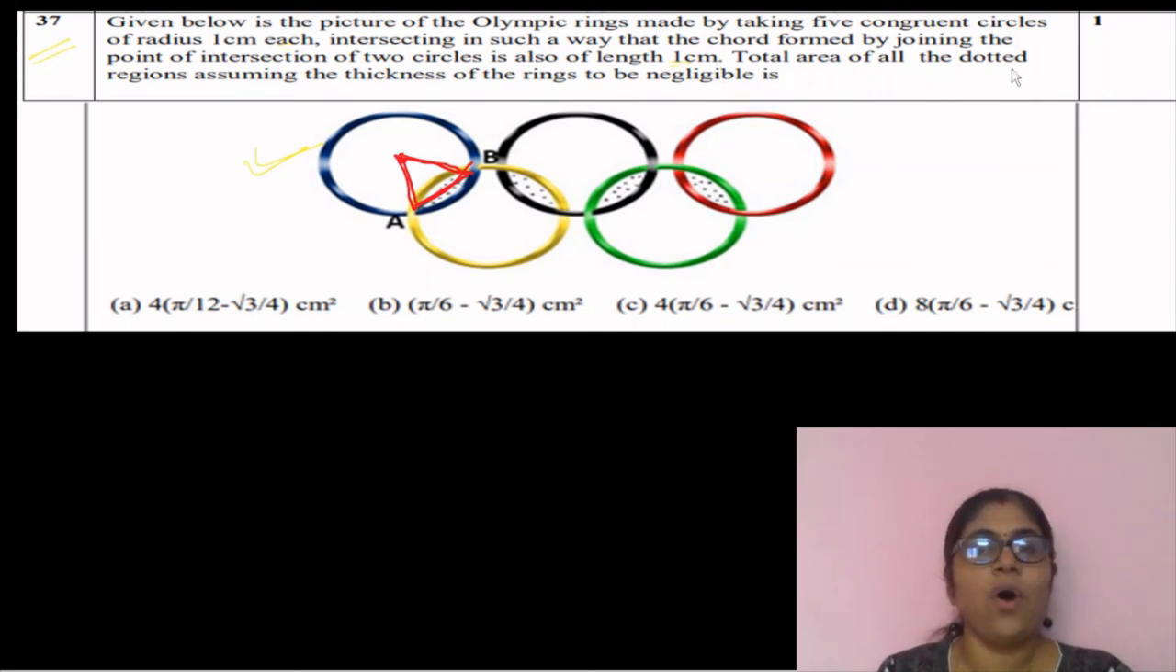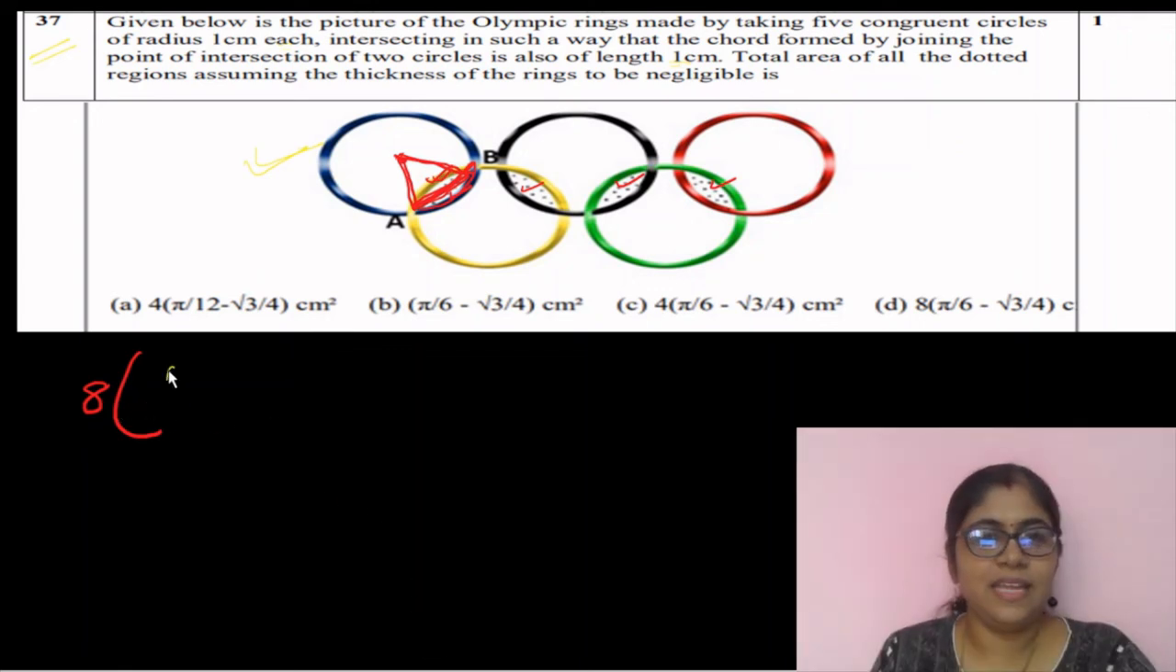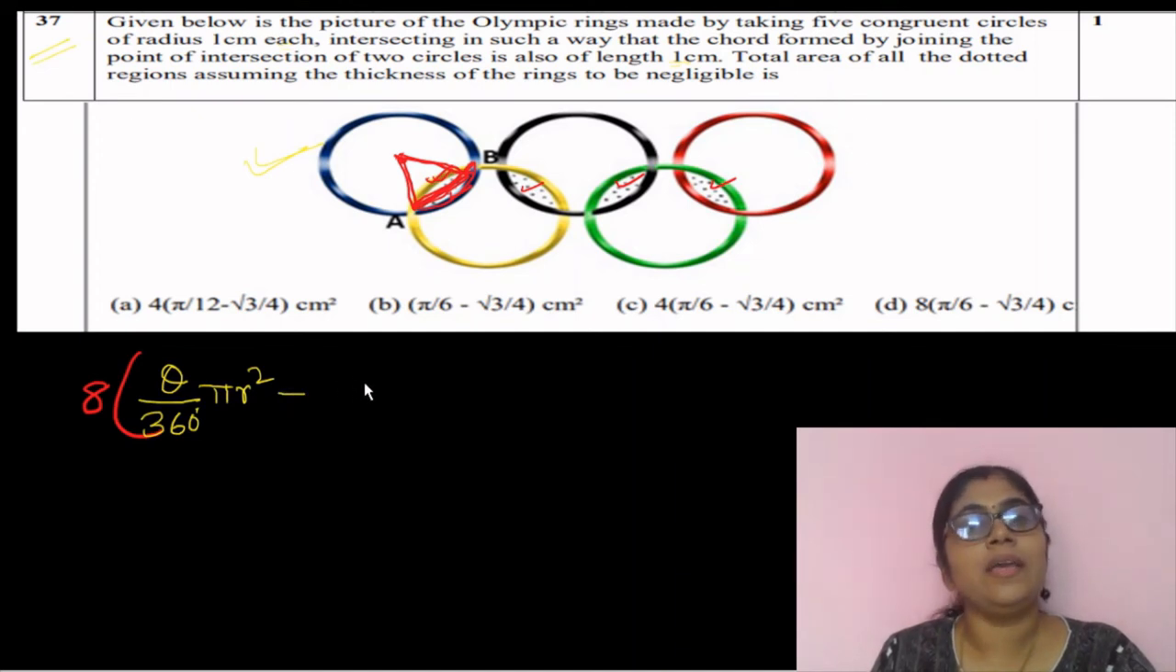The total area of all dotted regions, assuming the thickness of the rings to be negligible, is, so we have to find out the area of this minor segment into 2. So this equals to this. So here we have to find out 2 segments, here 2, here 2 and here 2. So total 8 segments. So 8 into theta by 360 into pi r square, that is the area of the total sector, minus the area of the equilateral triangle.